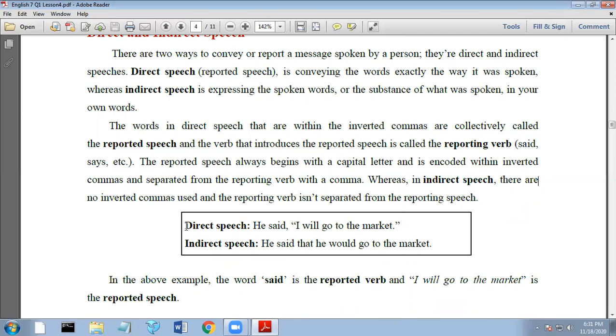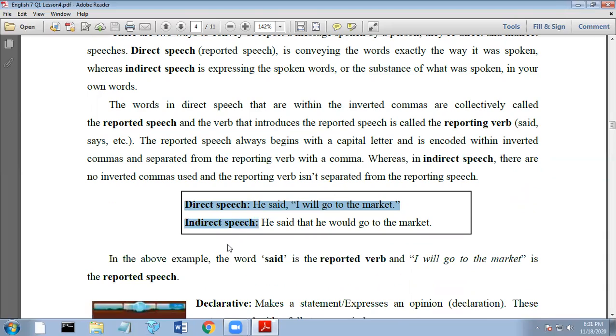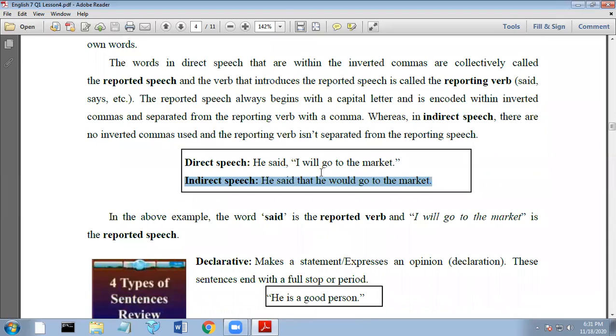Examples, in the direct speech: he said, comma, and then open and close quotation marks, I will go to the market. In the indirect speech, you are going to report what has been said. He said that he would go to the market. So you see the difference? In the above example, the word said is the reporting verb. This said and this said. And I will go to the market is the reported speech.